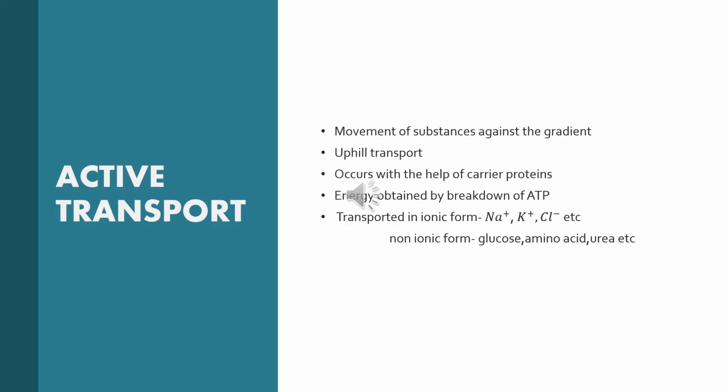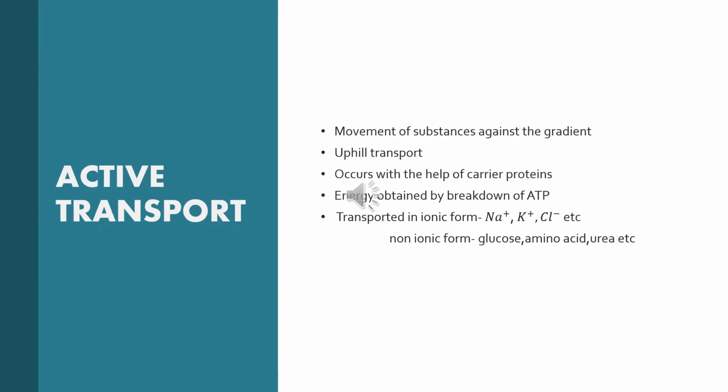So, what is active transport? It is the movement of substances against the concentration gradient. It can be an electrical gradient or chemical gradient or electrochemical gradient. And this kind of transport is also known as uphill transport. See, if we can compare the passive transport to swimming along the current of water, active transport can be said as swimming against the current of water.